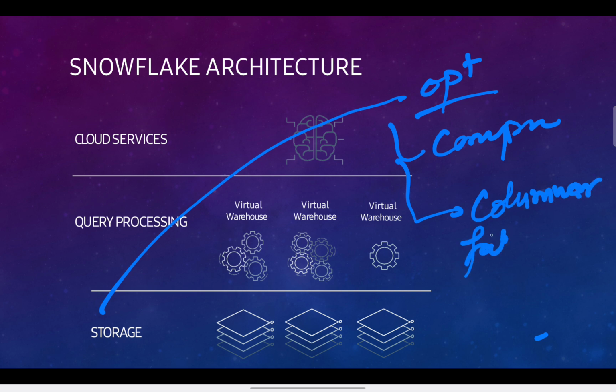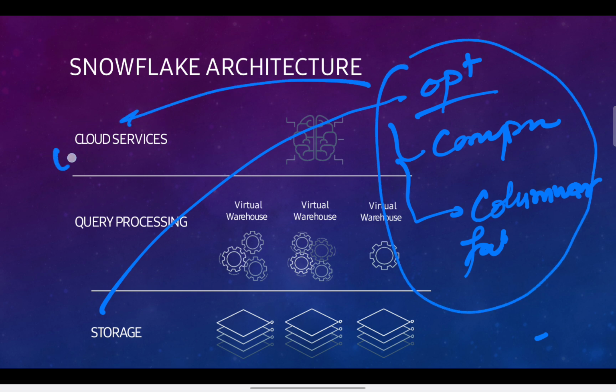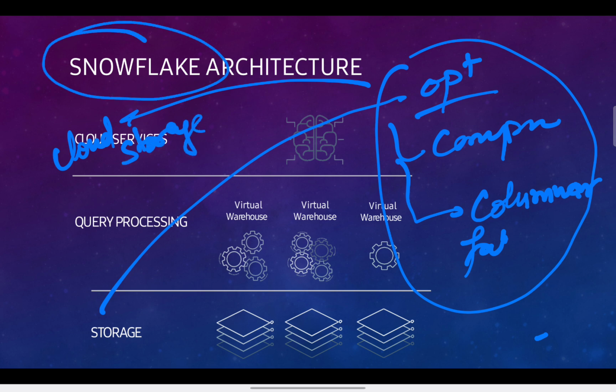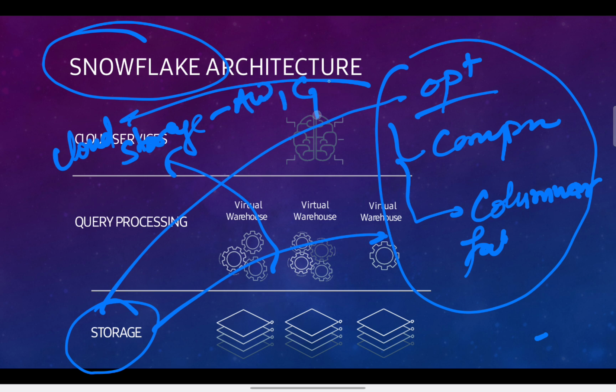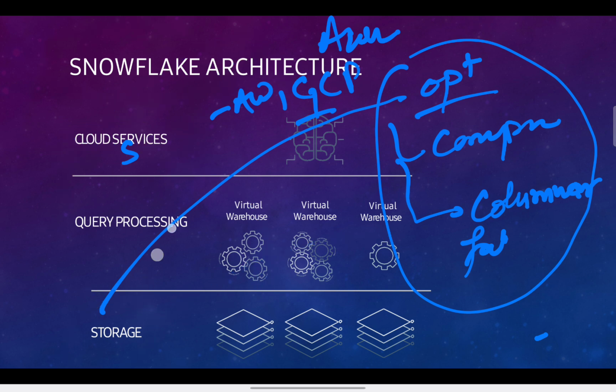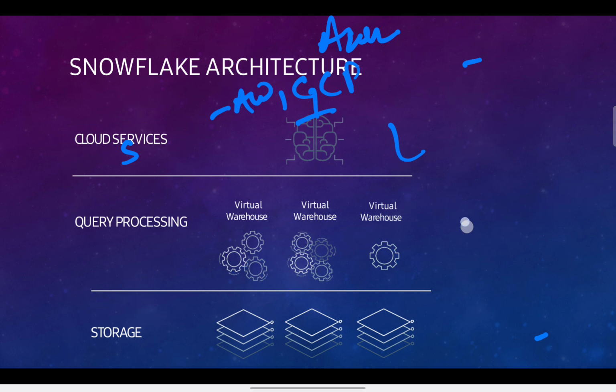There's a format of compression, you could say, and it will all happen in cloud storage. Snowflake architecture is saving the data in this way and in cloud storage. What are these cloud storages? That could be AWS, GCP, or Azure. So that's all about the storage layer.